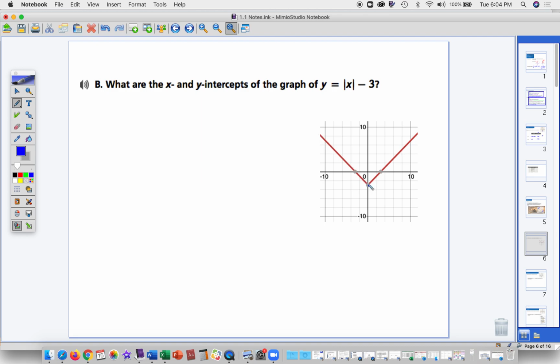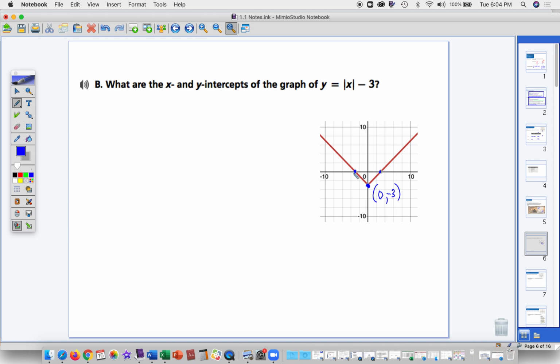So here's our y-intercept. Notice when it's a y-intercept, the x value is always 0. So this is (0, -3). That makes sense, because if I plug 0 into this equation, I get 0 minus 3, which is -3. Here are my two x-intercepts.